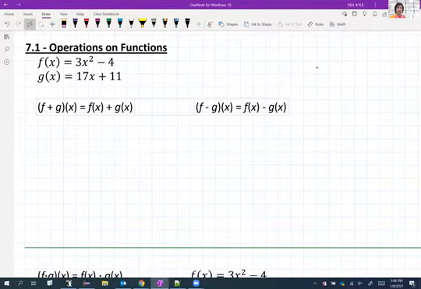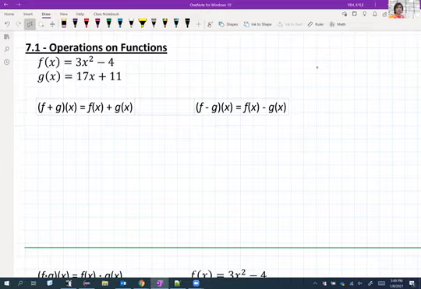Hey, Algebra. I'm here today to cover section 7.1, the first section of chapter 7. Now, chapter 7 deals primarily with radicals, square roots, cube roots, fourth roots, things like that. But there are some basic fundamentals that we have to cover and really hone in on before we get to those radicals. So that's what we're looking at today.